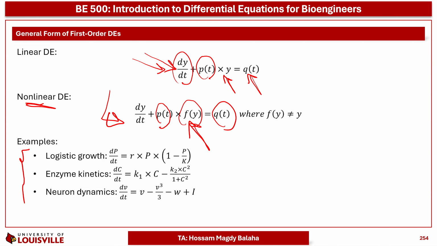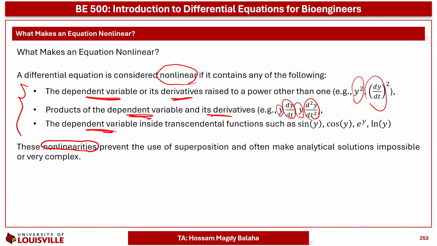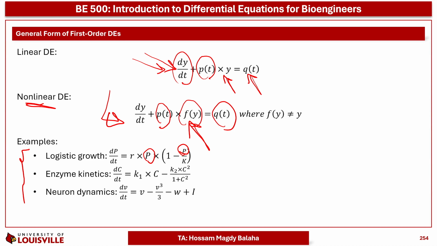For the first, logistic growth, because p is multiplied by p, so we have p squared, and this is one of the things that we mentioned. If we found it, we will consider that the differential equation is nonlinear. The second is also c squared divided by c squared. The third, we have v cubic, so all of them are raised to powers other than 1, so we consider them as nonlinear differential equations.